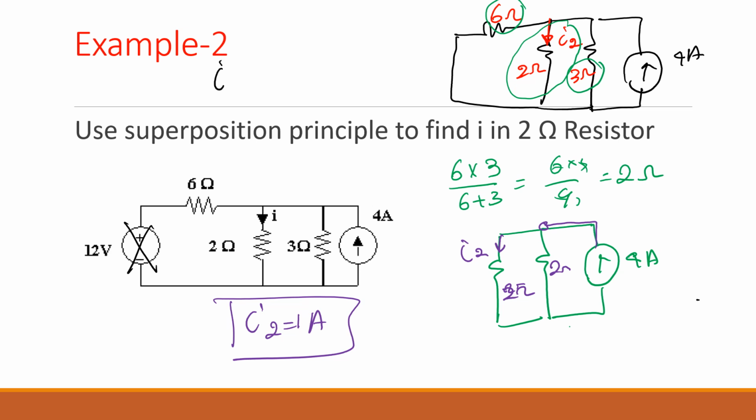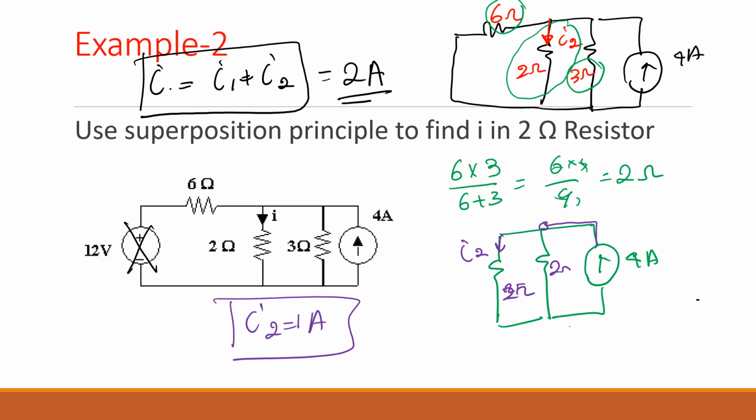I is equal to I1 plus I2. Agree? Because I1 is the current when you only consider the current source. I2 is the current when you only consider the voltage source. When you add both together, which is 2 amps, when you add 1 and 1, that will become 2. And that will be the current when you have both sources together.